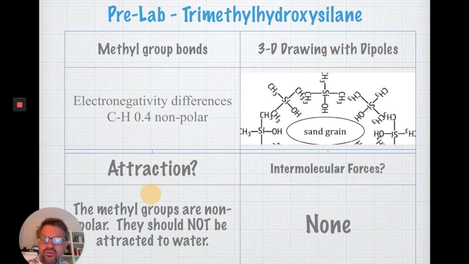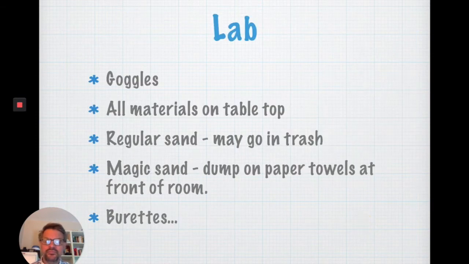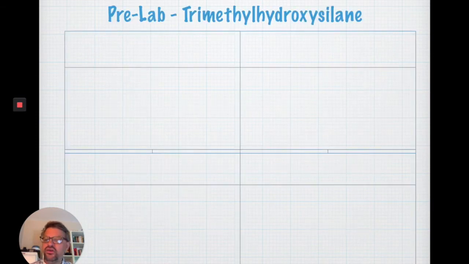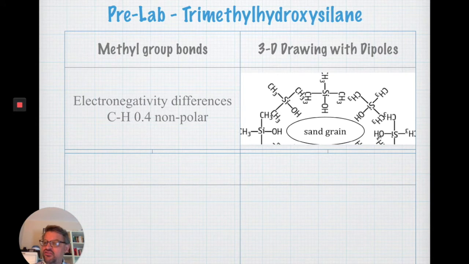Okay, so methyl groups, these CH3 things, are nonpolar, and that's the part of magic sand that sticks out into the environment. They should not be attracted to water, so there will be no attraction between the magic sand and the water. And you want to see if that's what you witness in the video. Unfortunately, you're not actually doing the lab, but if you have magic sand, you can go ahead and play with it, right? It's good times.